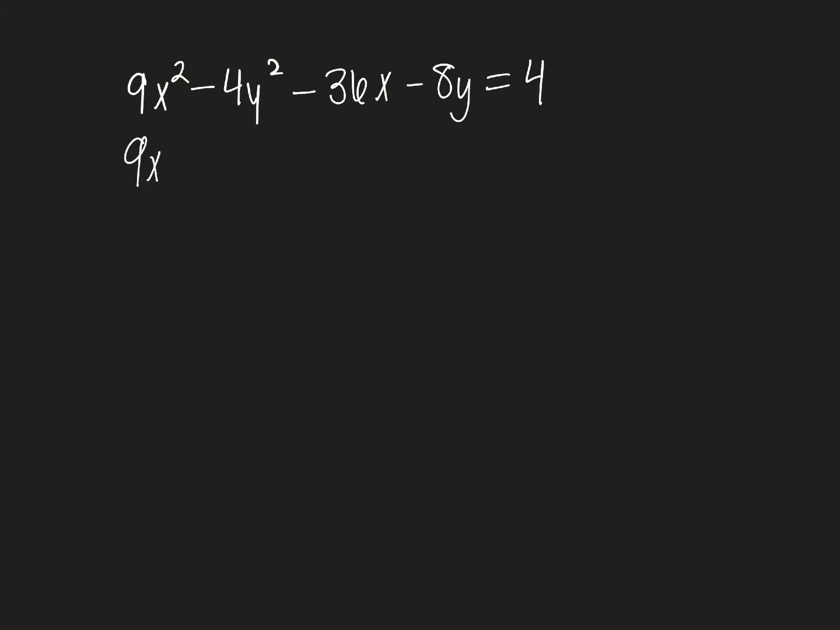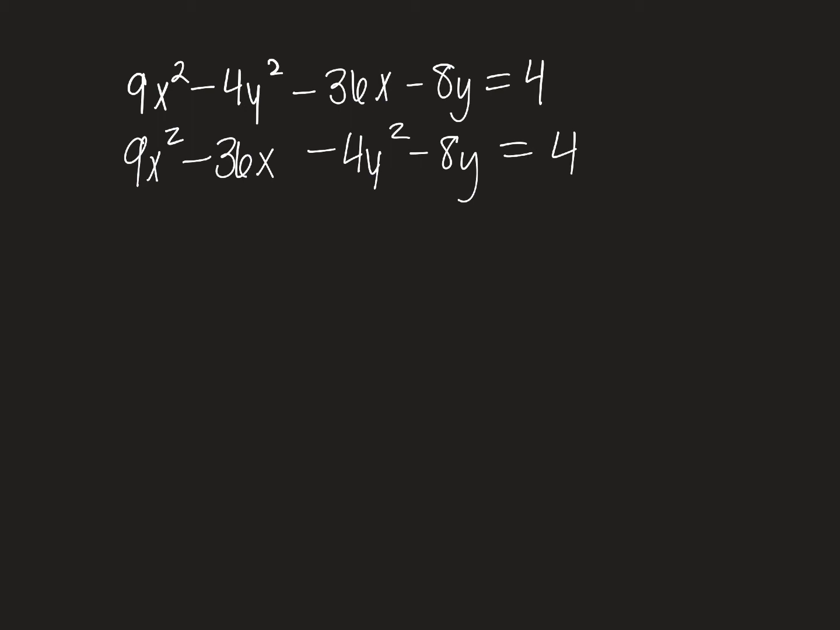All right, so here's our example. 9x squared minus 4y squared minus 36x minus 8y equals 4. This is fun. All right, so we're going to put the x stuff together and the y stuff together. So 9x squared minus 36x minus 4y squared minus 8y equals 4.